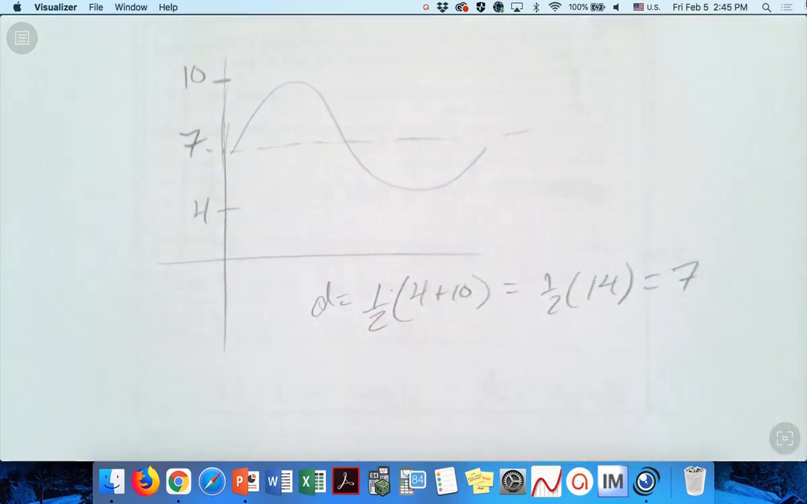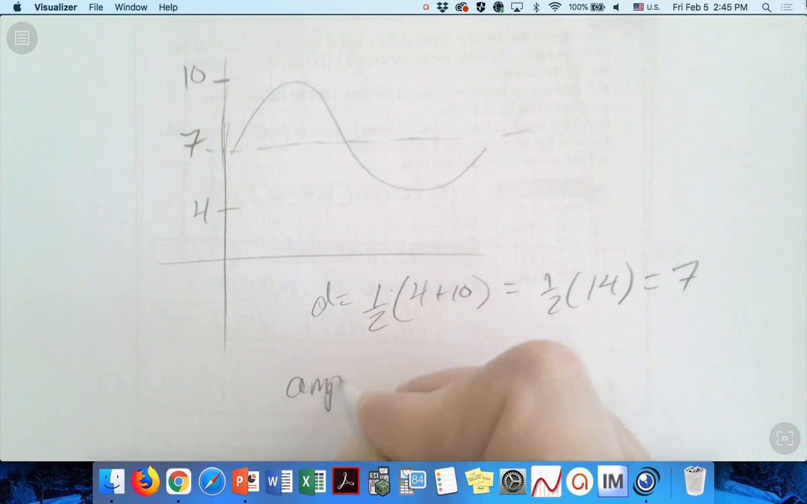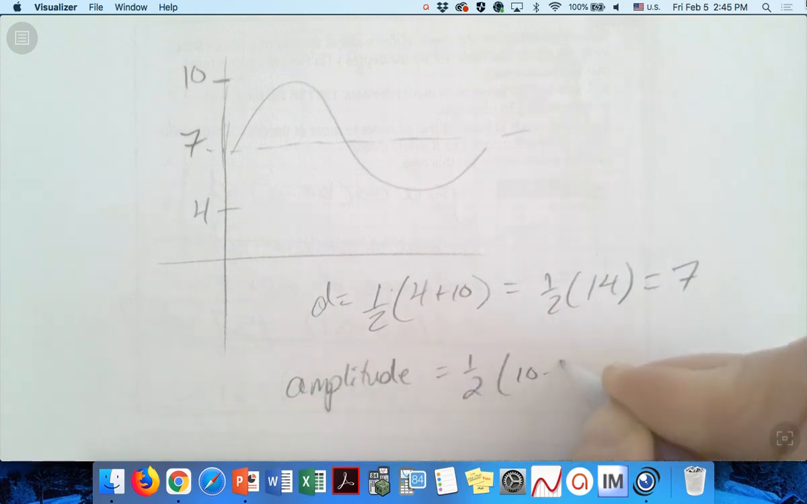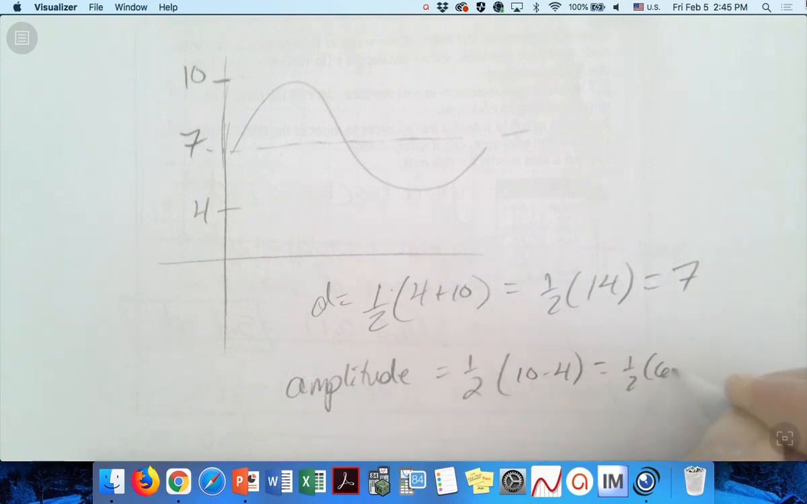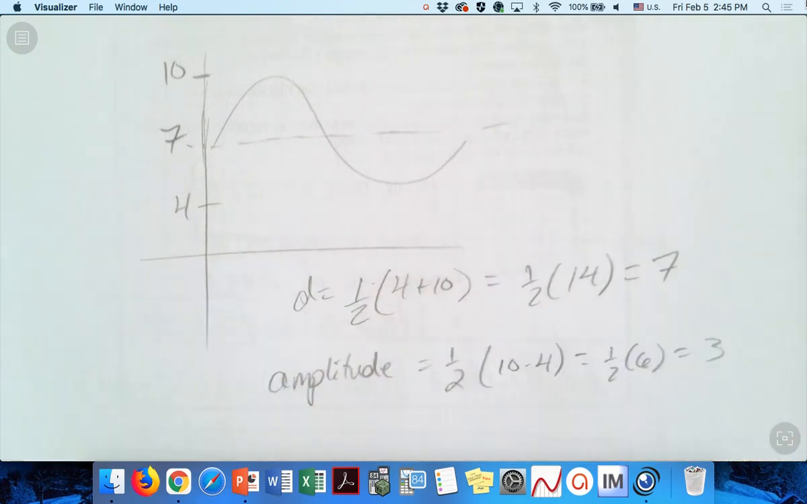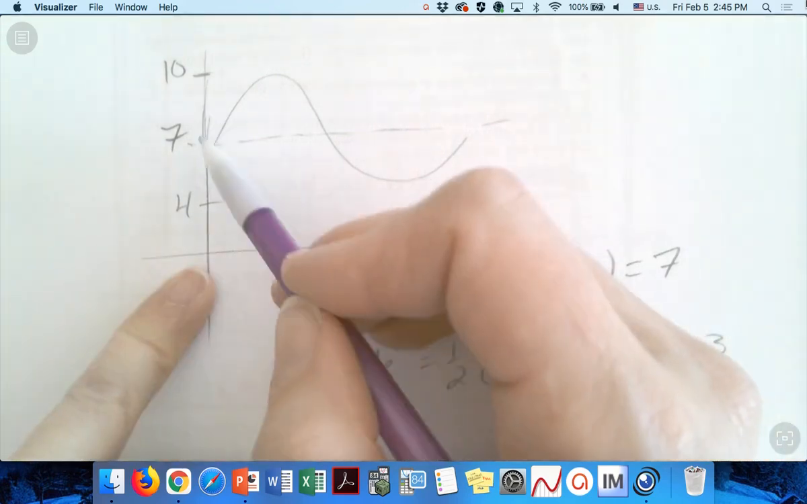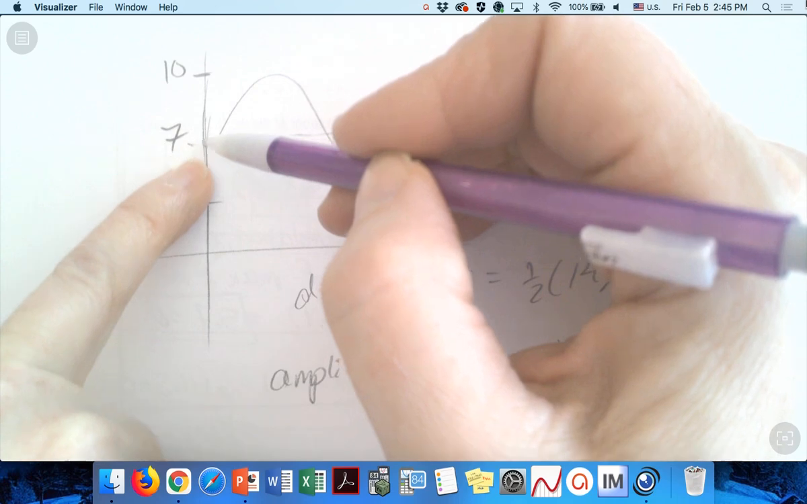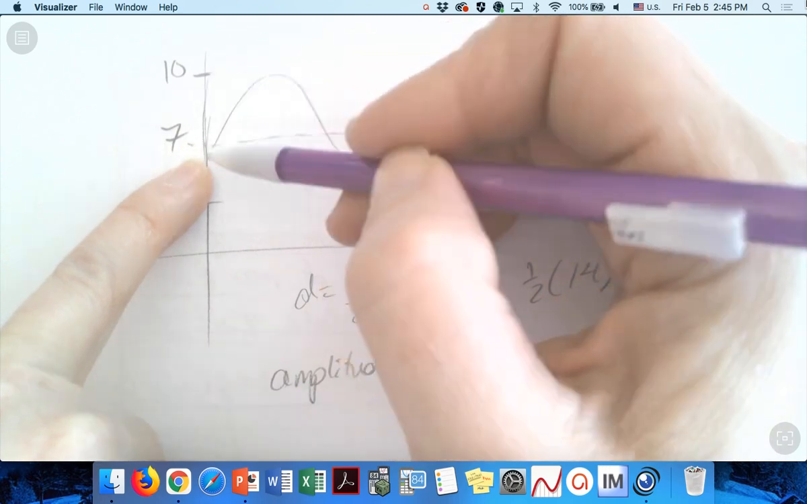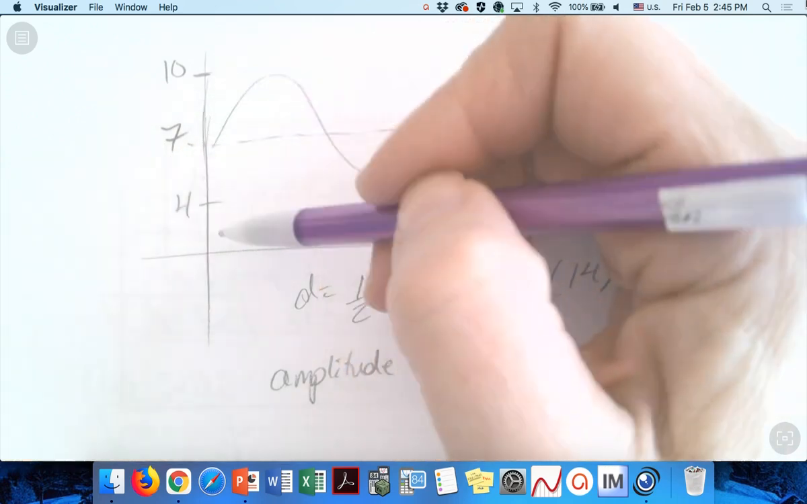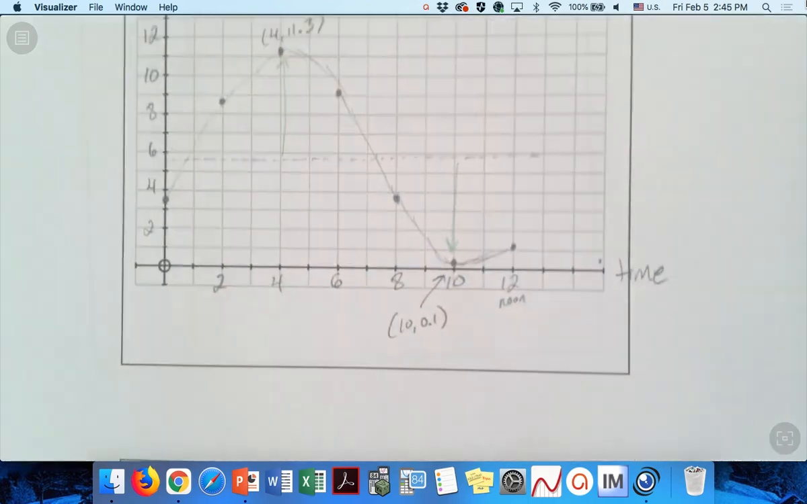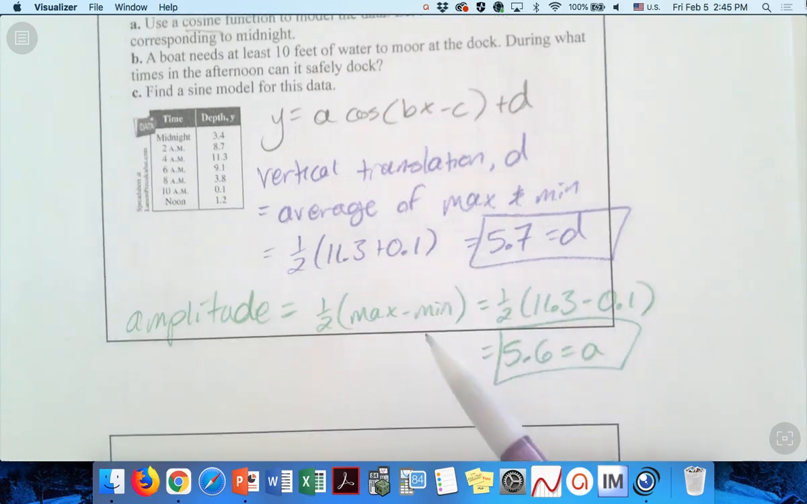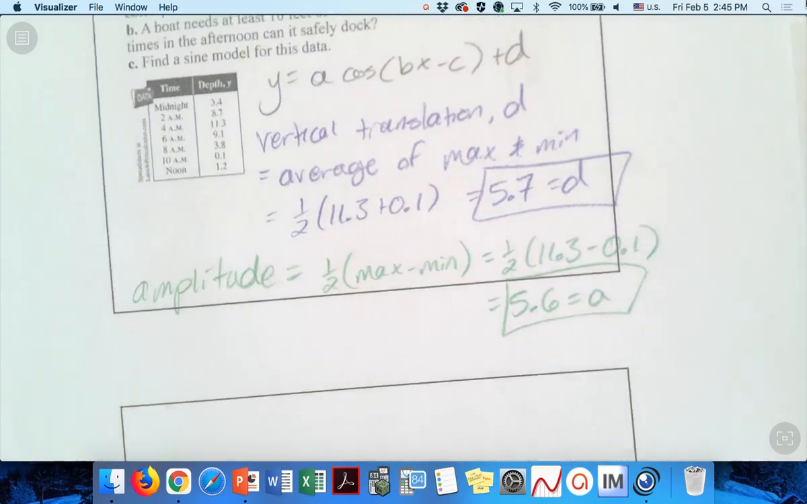So that's your midline. And then the amplitude would be what? 3. Because you're going to do half of 10 minus 4. So half of 6, so 3. That make sense? Of course, with numbers easy like this, it'd be pretty obvious to figure out what's halfway between 10 and 4. And then once you have the 7, to get from 7 to 10, it's 3. And to get from 7 down to 4, it's also 3. All right, so just to illustrate that that's why you do half of the average for the vertical and half of the range for the amplitude. All right, so those are easy enough.